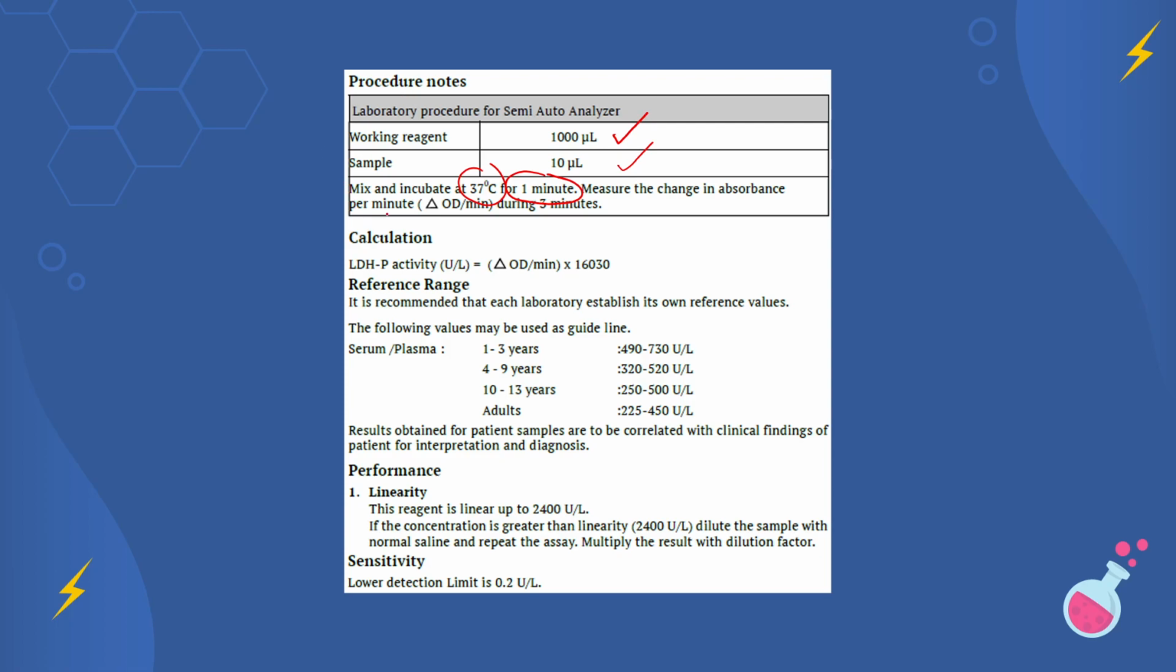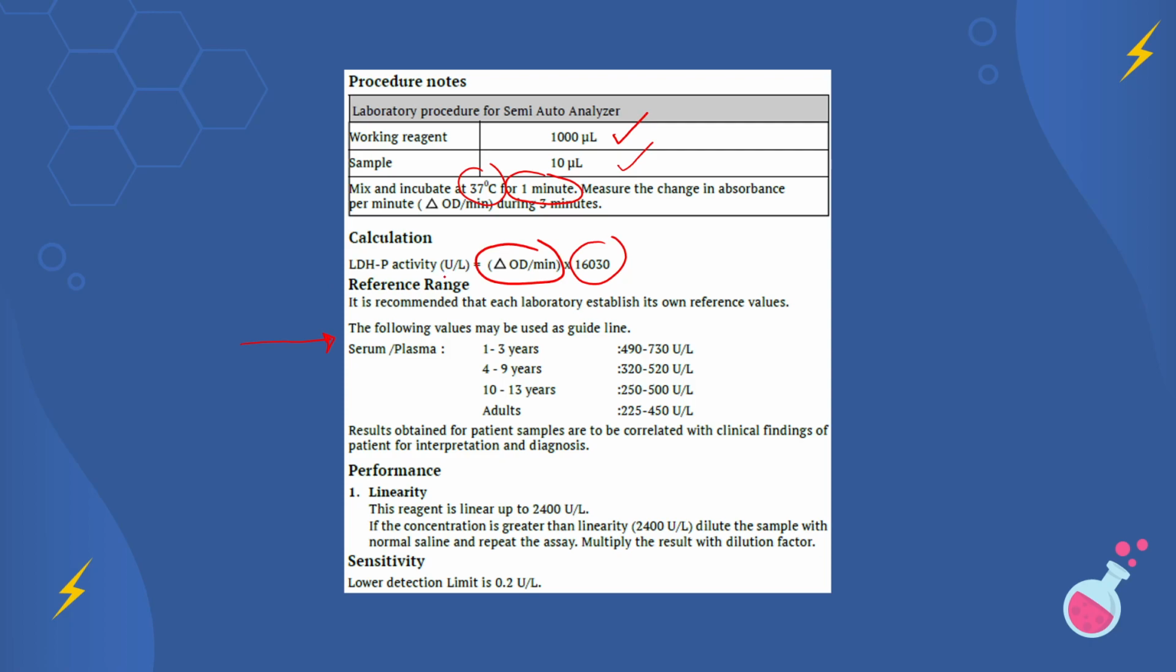If this is done manually, we need to compute for your mean absorbance change per minute, and I've already discussed this one. Once you have computed for this, then you need to multiply it by 16,030. So below is your reference range. That depends on the age.